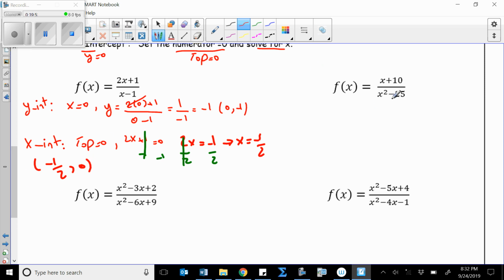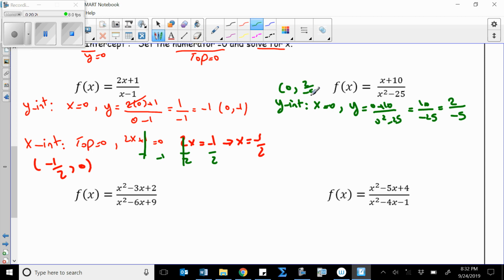Now let's find the x-intercept and y-intercept for this one. Y-intercept, you just set x equal to 0 and solve for y. So this is 0 plus 10 over 0 squared minus 25. So this will be 10 over negative 25, and we simplify, this will be 2 over negative 5. So your y-intercept is 0 and 2 over negative 5.